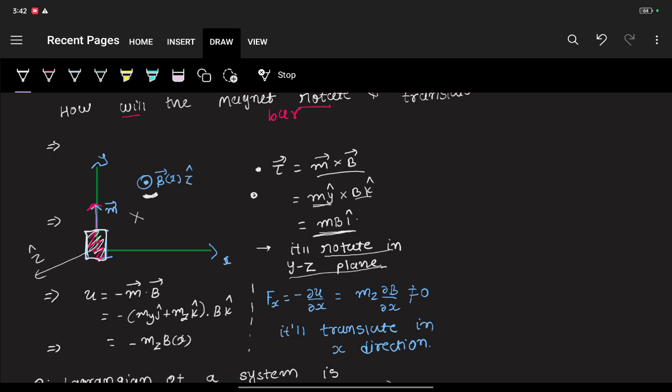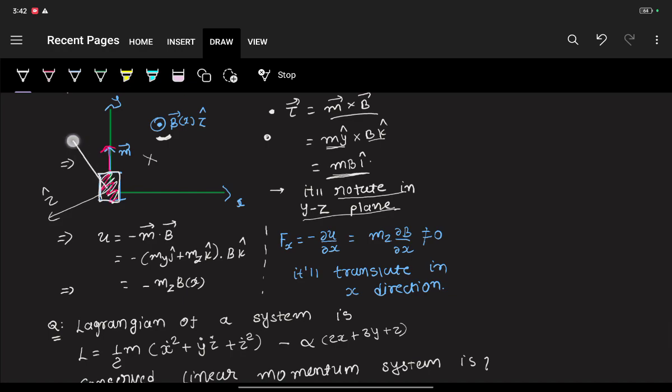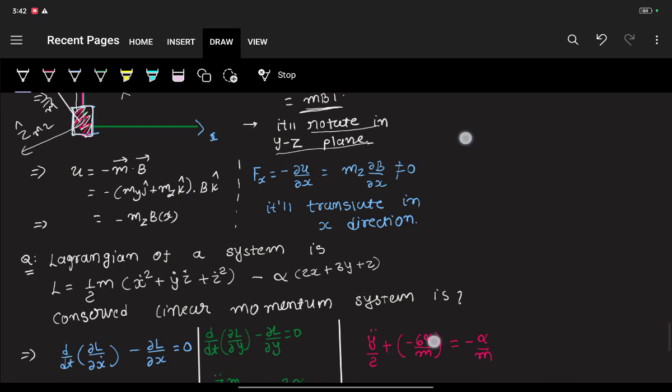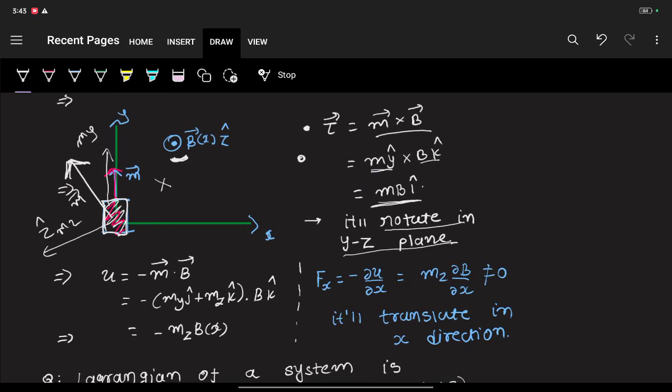Now after some time it must have rotated in this way. Let's say its magnetic moment is pointing in this direction, so its component must be there, one in the y direction and one in the z direction. We need to find its potential energy, so we can write it as U = -m dot B. Now their components are my j cap and mz k cap. The magnetic field is still in the k cap direction. So by the dot product only this term will survive, which is minus mz Bz.